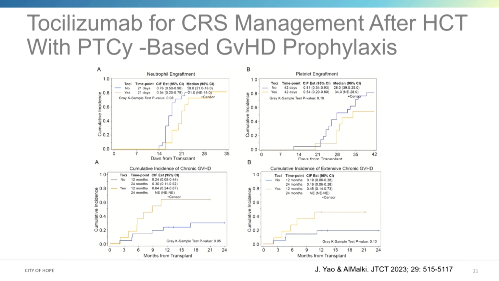Later on, we looked into use of tocilizumab to help with the CRS, and we found, as you see in the yellow curve here, a significant increase in chronic graft-versus-host disease when you use tocilizumab. Yes, we get them through the first 5 days, but then, at 2 years, they have 65% graft-versus-host disease, and that defeats the purpose of using this platform.